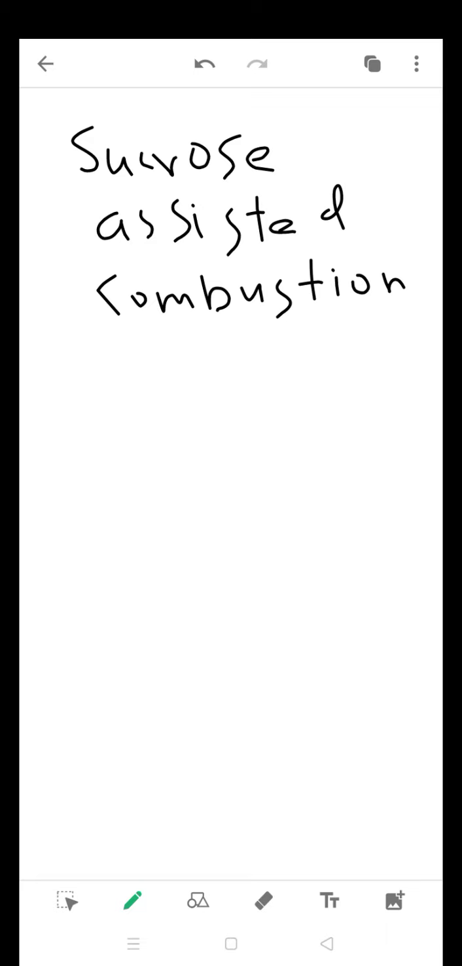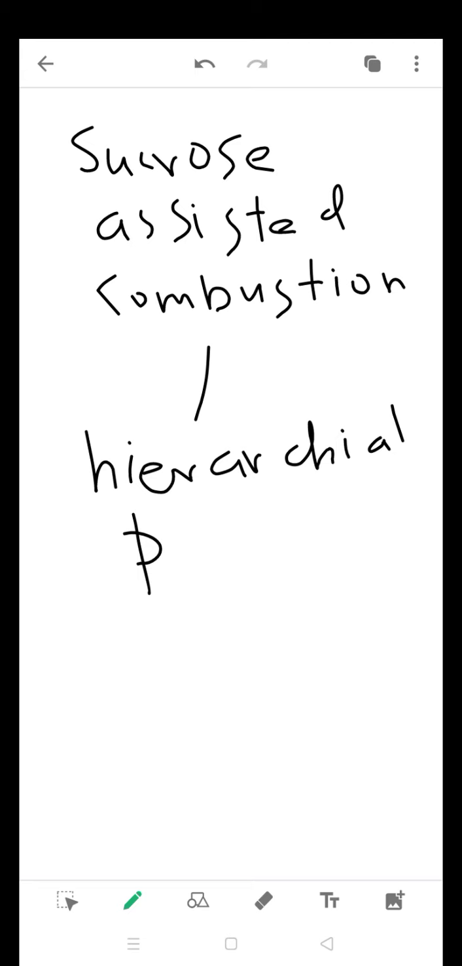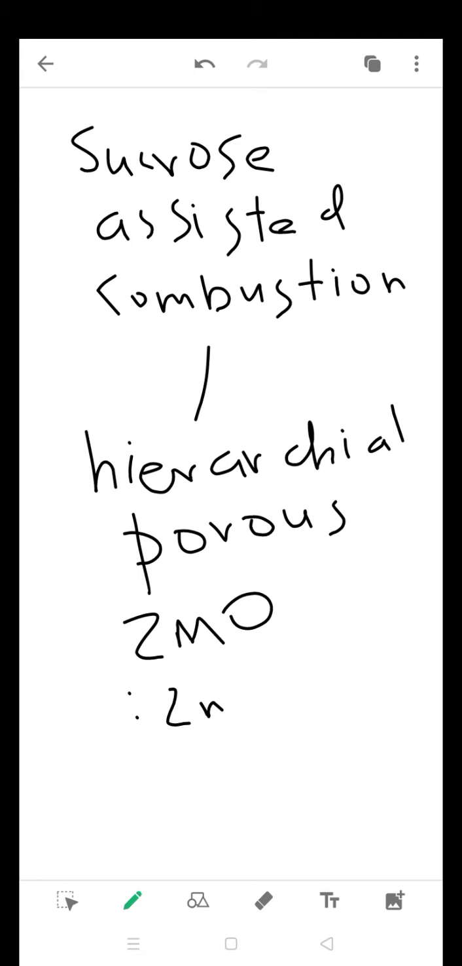And by this process, it has been found that we get a hierarchical porous material. I will call it ZMO. ZMO stands for zinc manganese oxide, so in short, we can write it as ZMO. Okay, so this has been found.